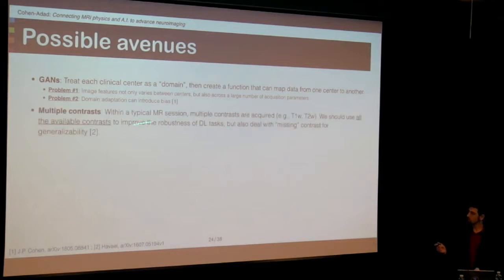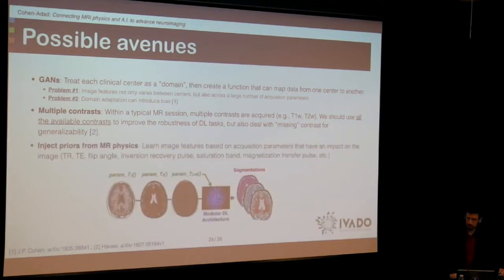Another aspect is that we should really consider taking advantage of the multiple MR contrasts that are available. In fact, usually when we put someone in the scanner, we don't take only one image. We take 6, 7 different contrasts. And there are approaches, for example, the HeMIS architecture that has been developed at the Mila, where multiple contrasts are used in order to train models and do a particular task. So these, I think, are very interesting avenues.